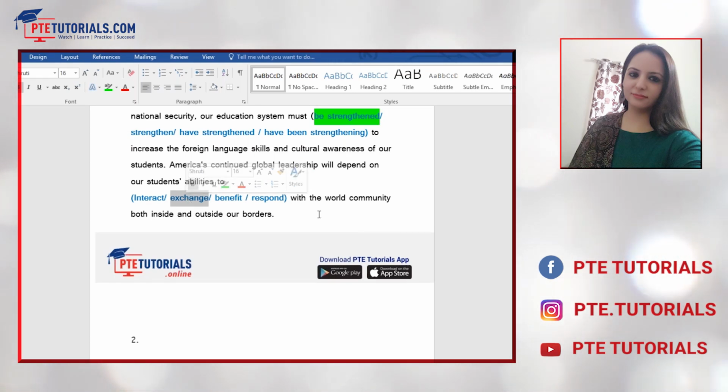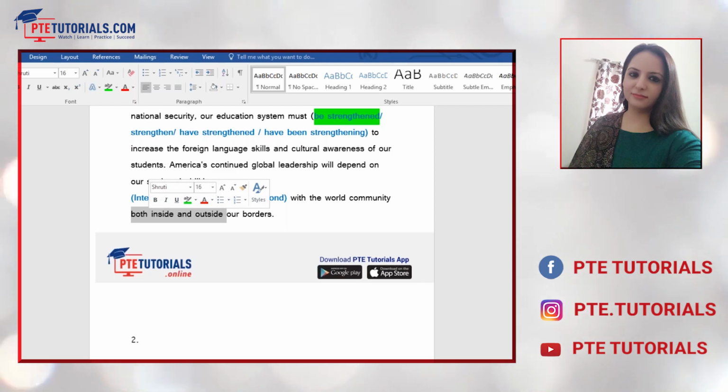How can you exchange both inside and outside? Again, not making sense. This is how your grammar and understanding of the paragraph will be working. So I'm left with only interact. You'll be interacting with inside and outside of the things. So here my right answer will be interact.